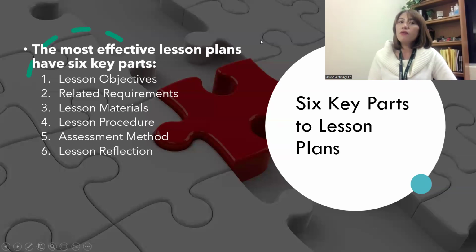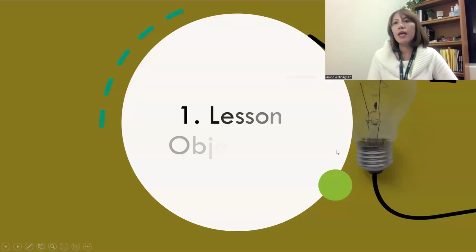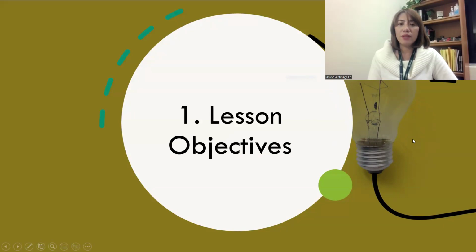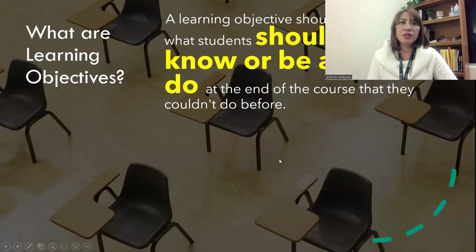Okay, so there are, of course, some key parts in an effective lesson plan. But as I said, in UP, we also require subparts of these key parts. So we'll discuss each one of those. First is the lesson objective. What is a lesson objective or a learning objective? A learning objective should describe what students should know or be able to do at the end of that session.